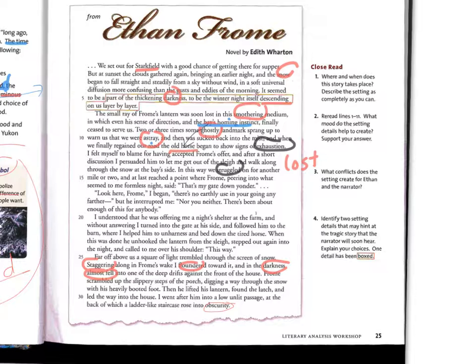3. What conflicts does the setting create for Ethan and the narrator? So the largest conflict here is man against nature. The dark night, the pouring rain, the snow everywhere. Identify 2 setting details that may hint.